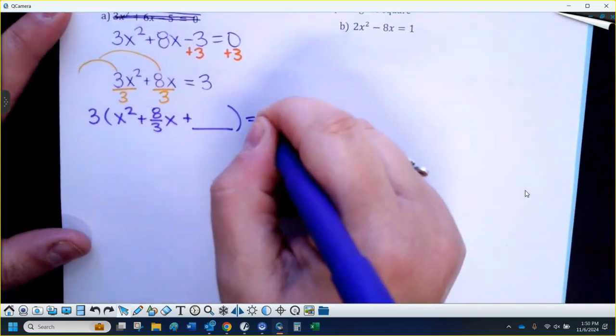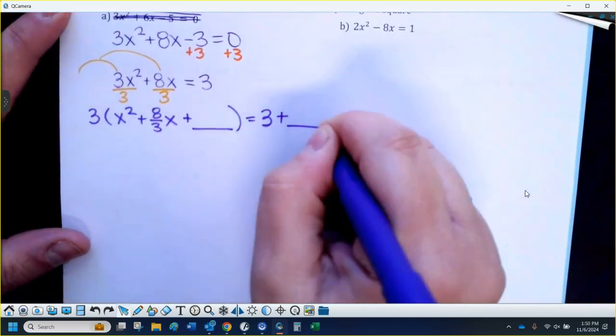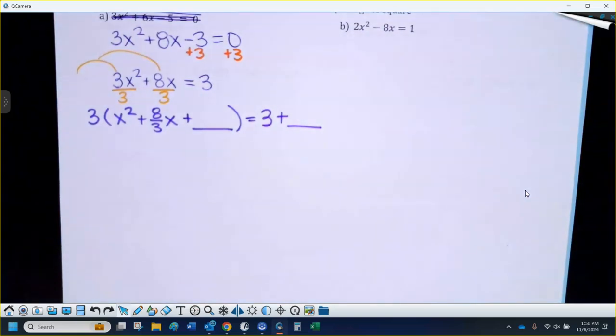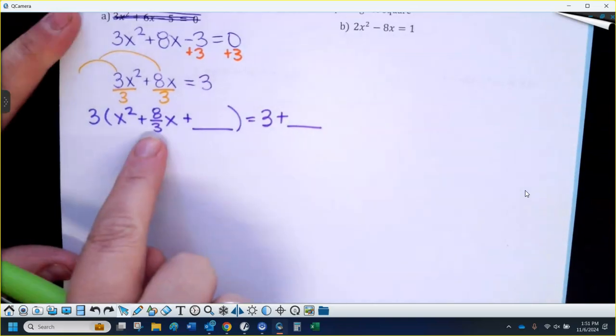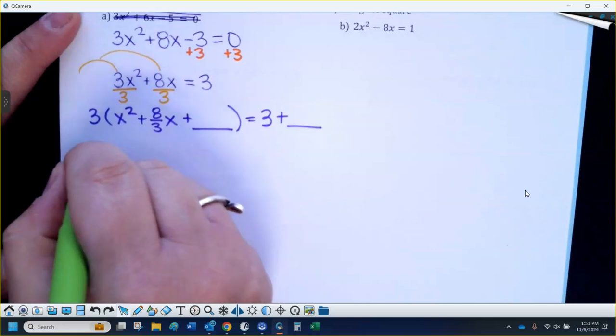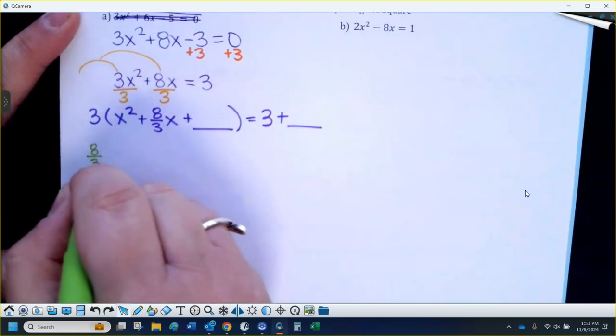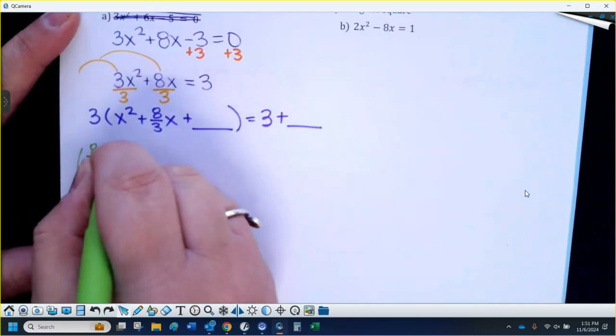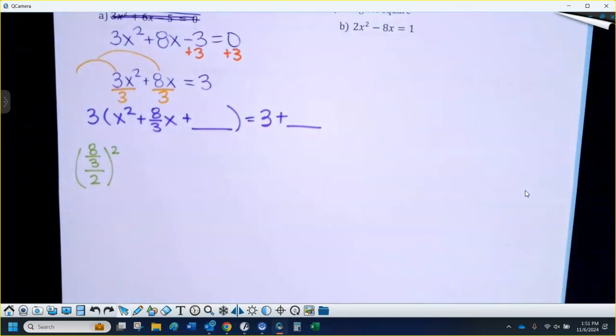Now on the other side of the equation we had 3, and then I'll have to keep my equation balanced, so I'll have to add something to the other side, just like I'm going to do to complete the square. Alright, so a couple skills here. First of all, my b value is now a fraction inside here. So it's still the b value divided by 2 and squared.